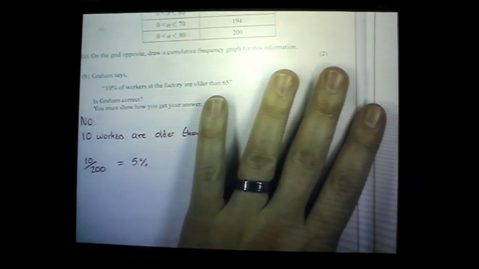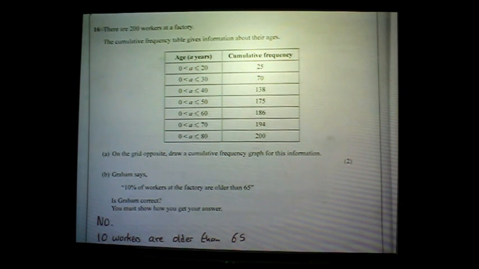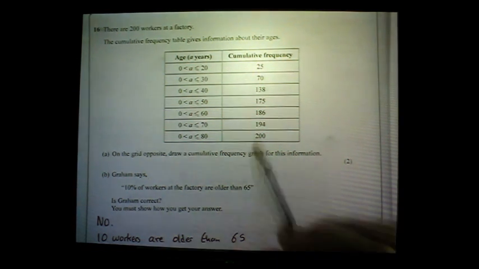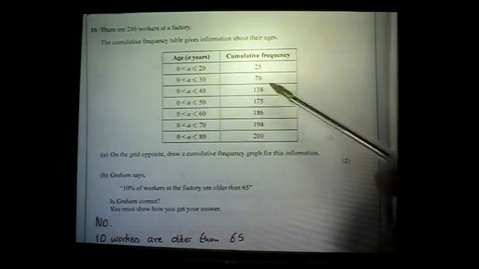Next one, question 16. There are 200 workers at a factory. The cumulative frequency table. On the grid opposite, draw a cumulative frequency graph for this information. So this is where you've got to plot 20 against 25, 30 against 70. Quite often they ask you to calculate this by just giving you the frequency, then you have to work this bit out, but they've given it to you, so that's nice.